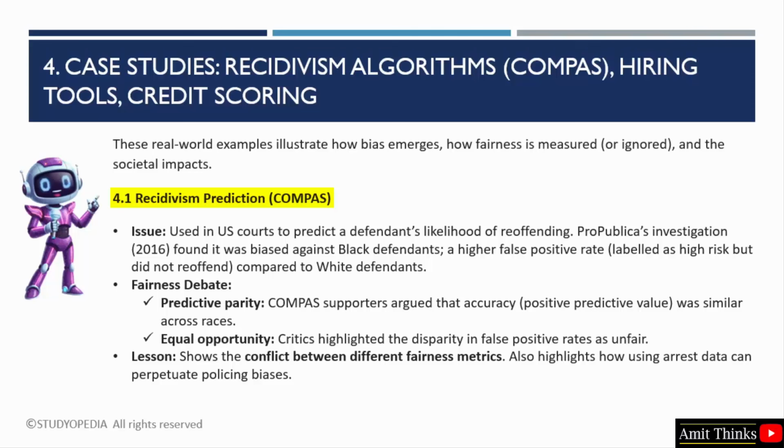Fairness debate: predictive parity and equal opportunity. Supporters claimed similar accuracy across races. Critics pointed to unequal false positive rates under equal opportunity. The lesson here is it highlights conflict between fairness metrics and how arrest data can reflect policing bias.